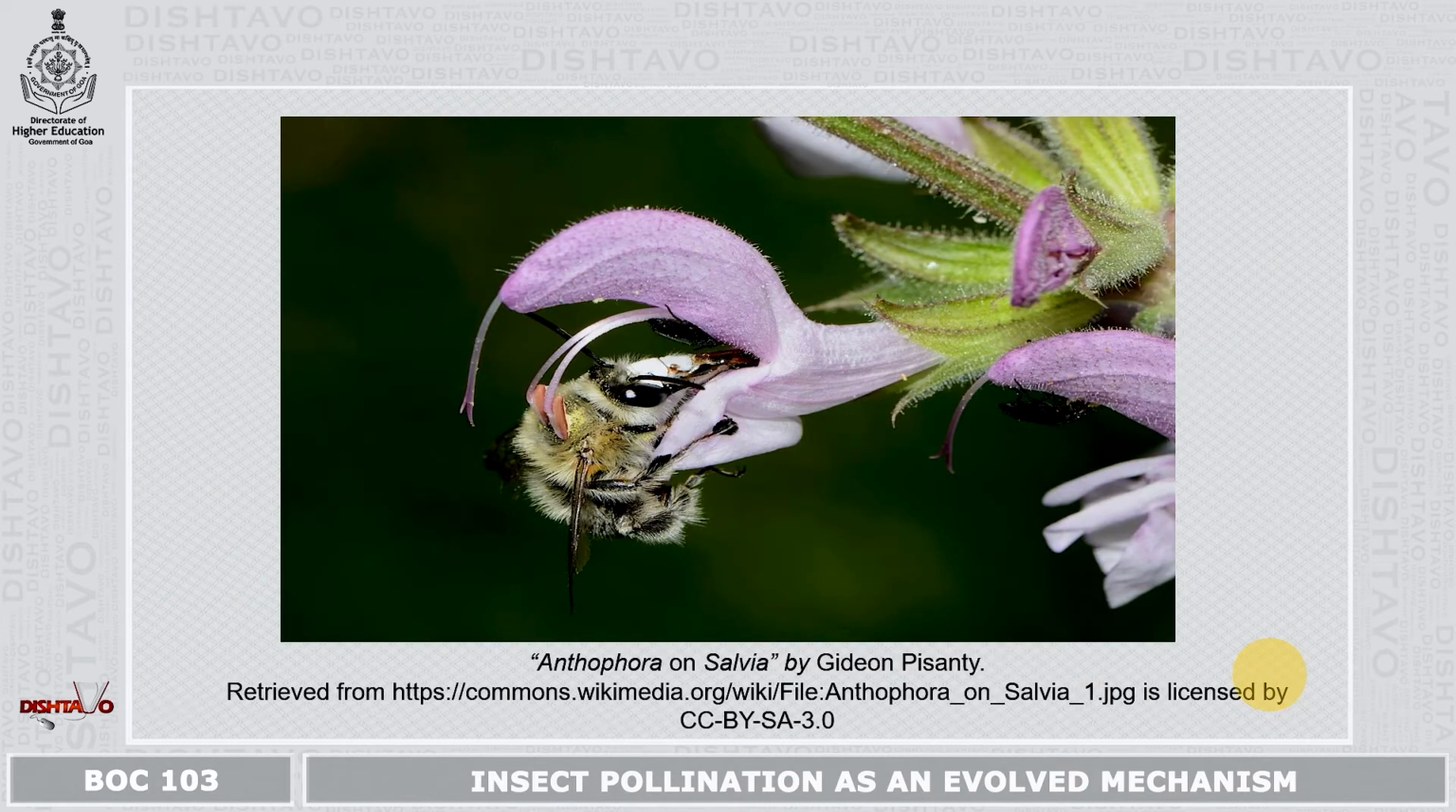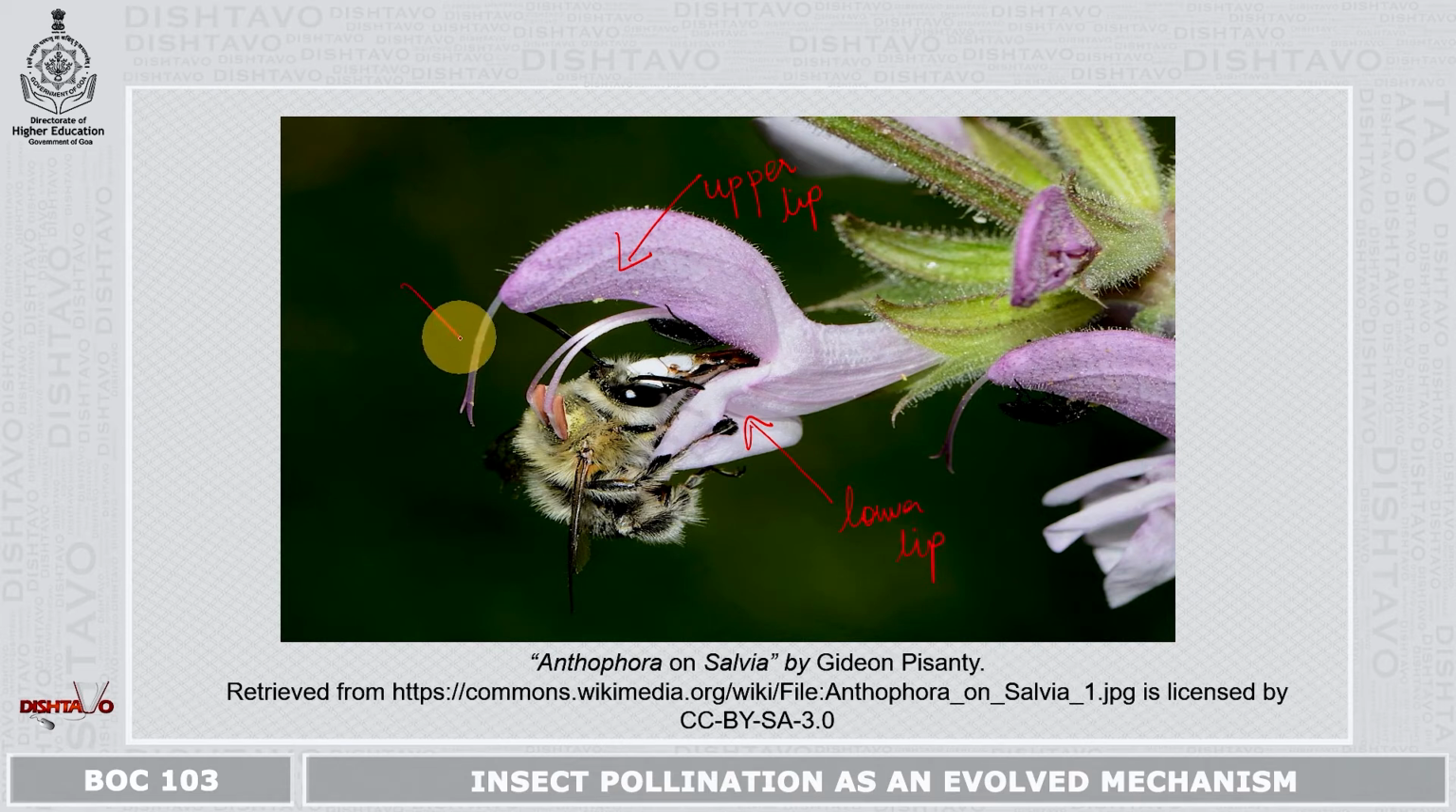Now students, here is an image showing you bee pollination in Salvia. This is the flower, as you can see here, it's nice and purple in color. This is the upper lip of the corolla, and this is the lower lip of the corolla. Now this is the bee that is trying to extract nectar from the flower, and in that process it is also helping in bringing about pollination.